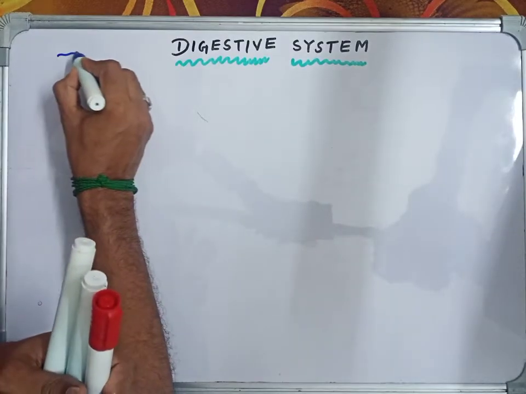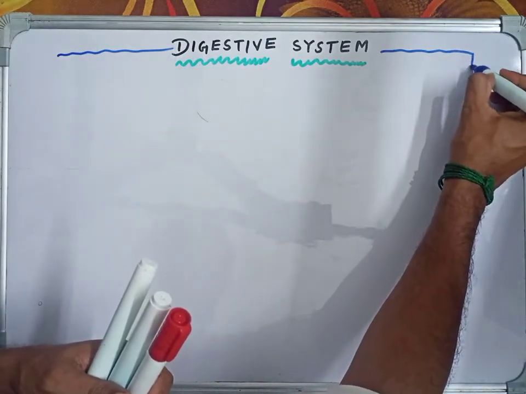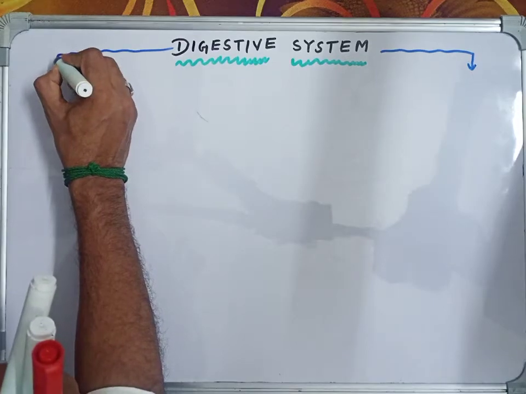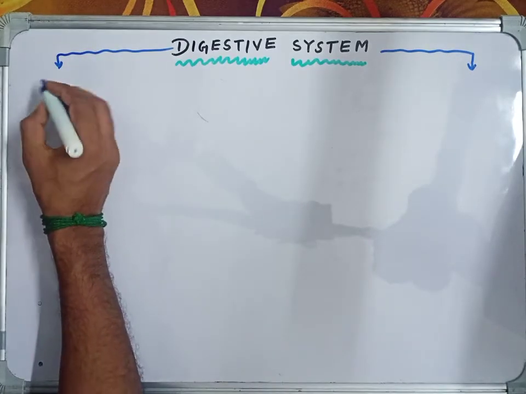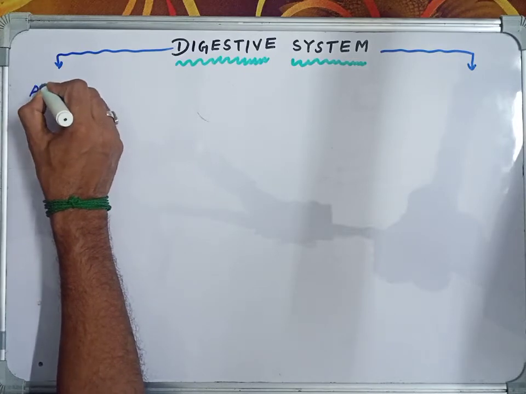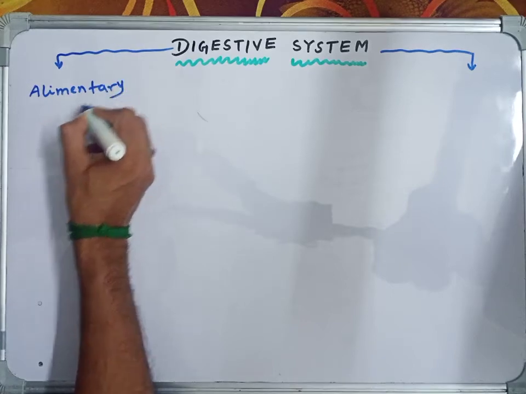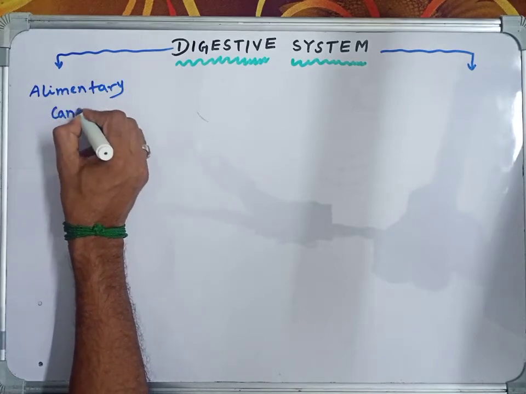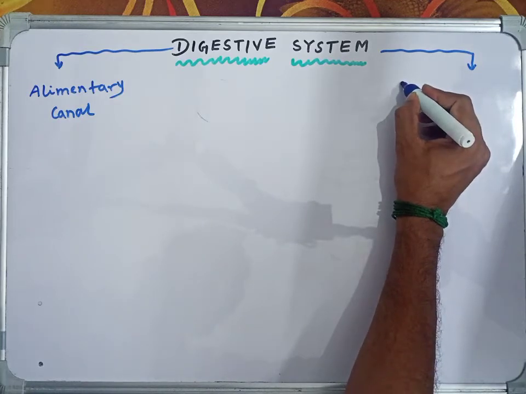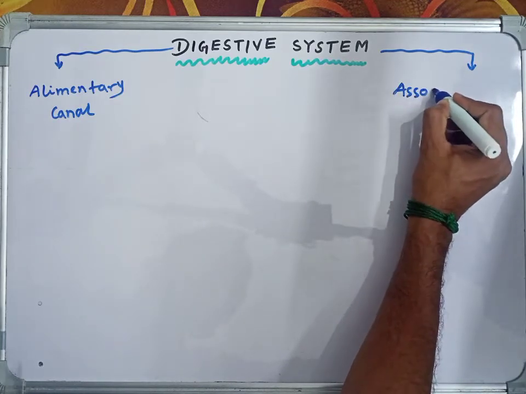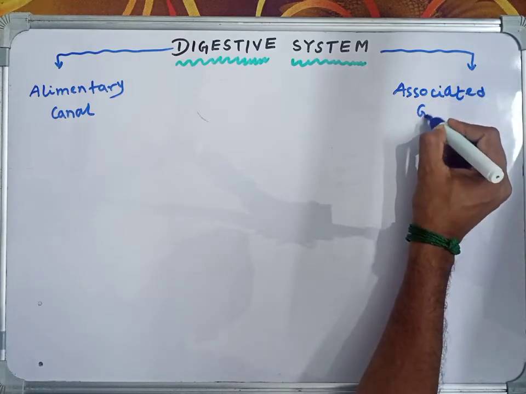Today we will discuss the digestive system of humans. And you know very well, the digestive system of humans consists of a long alimentary canal and associated digestive glands, right?